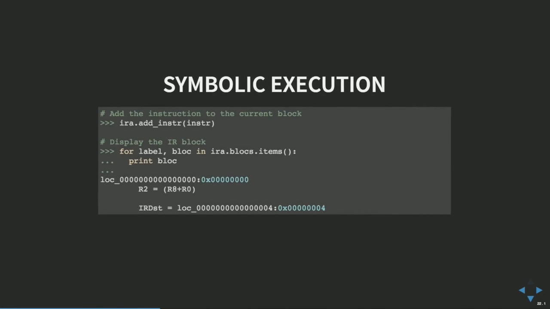So what we can do next is a symbolic execution. So first, we take this instruction, add it to a block with an add instruction function, and then we can display the current block by iterating over all of the elements. So that's one block. The block starts at address 0. It only has one instruction, and this weird stuff, IR destination, that's the internal MySM PC. So we don't really care about that. And here, that's much nicer than the previous representation. R2 is just equal to R8 plus R0.